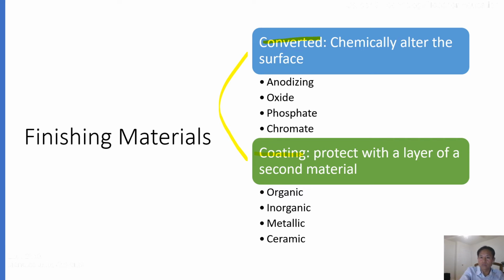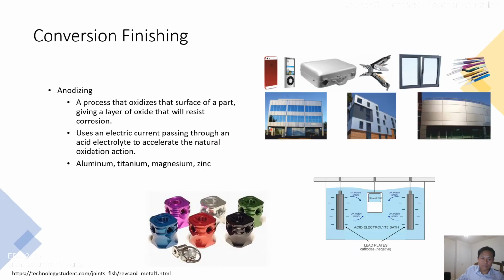So we chemically alter the surface. One example is anodizing. I'll further explain this process. And coating, an example is painting. You just make another layer of the material. That's coating. So the first one is conversion finishing. As I mentioned, this is a chemical process. The most common method is anodizing.